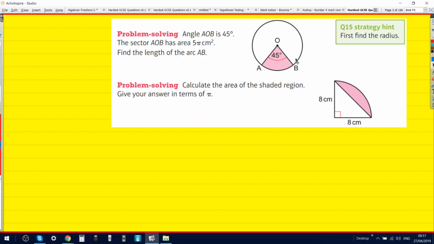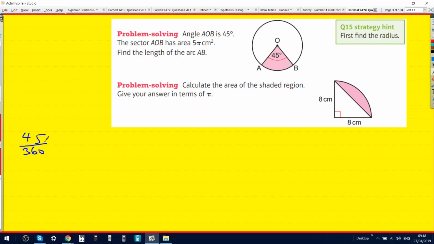So okay, so arc AOB is equal to 5 pi. And then do I need to do 45 divided by 360? Yeah. Okay, and that's an eighth.